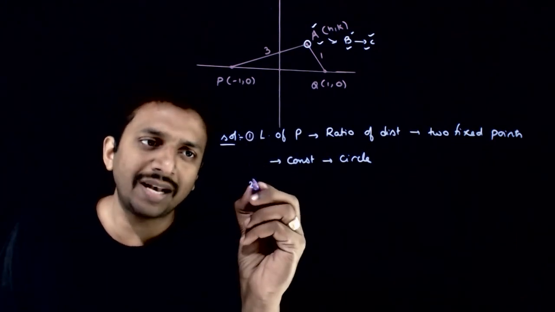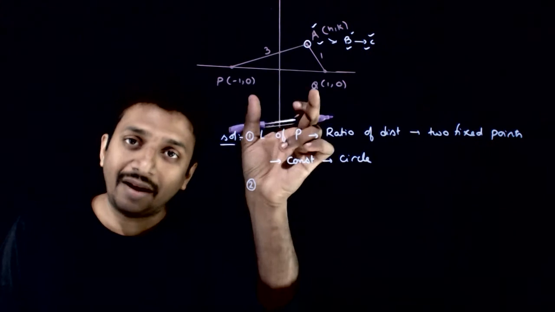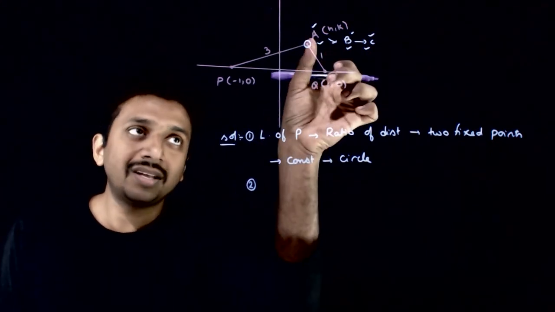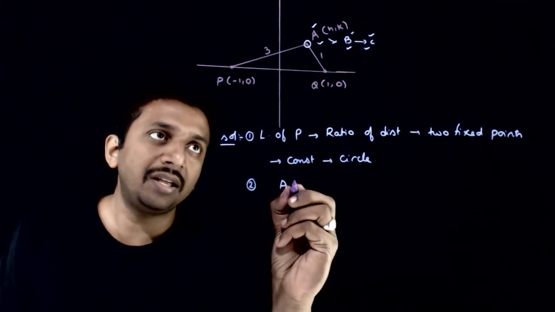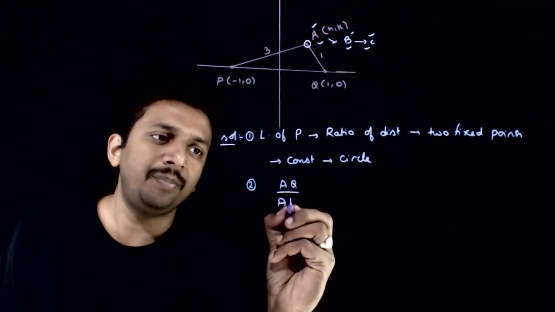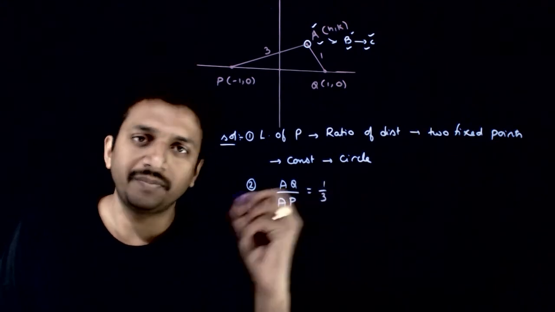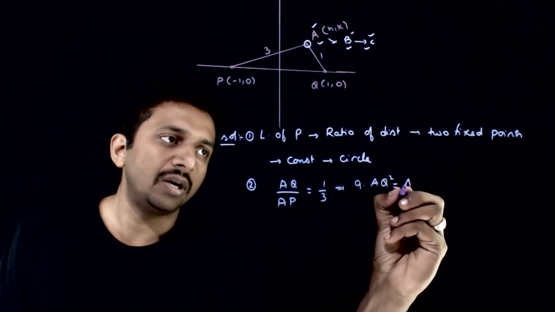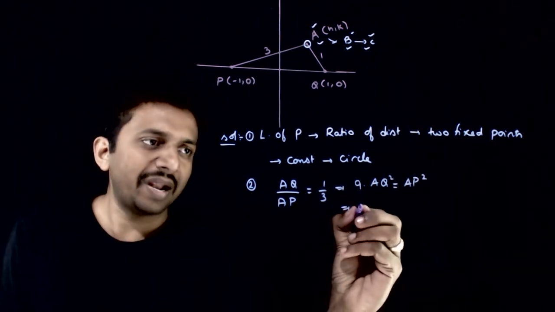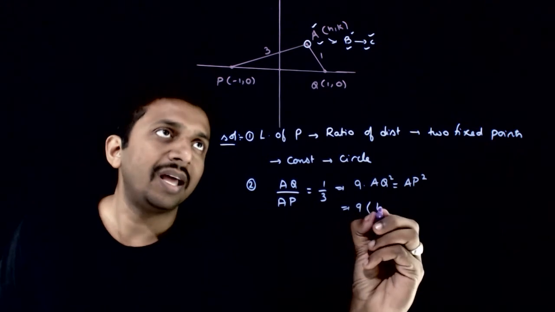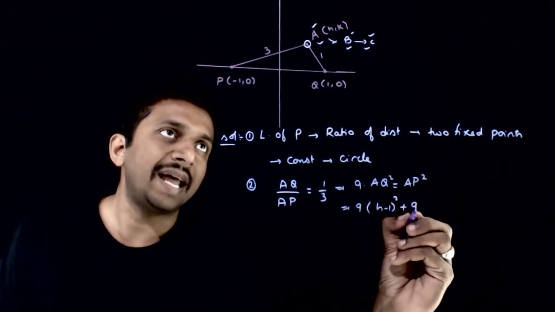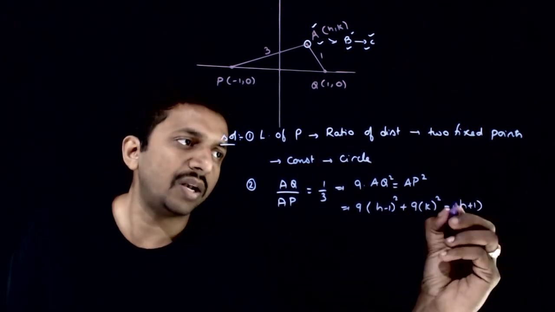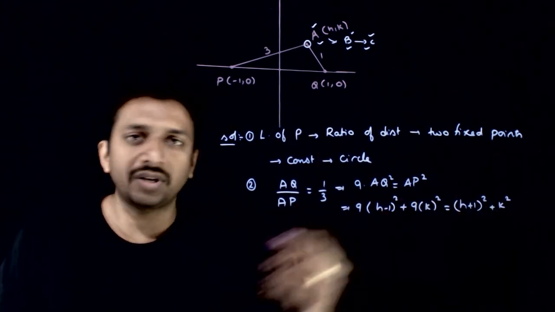So what I do is I'll try to find the locus of this point A and find the center of that circle. That will be the answer. So how do I find the locus? The ratio of these two distances, AQ by AP, is equal to 1:3. This implies 9 times AQ square is equal to AP square. This implies 9 times (h minus 1) whole square plus 9k square is equal to (h plus 1) whole square plus k square.